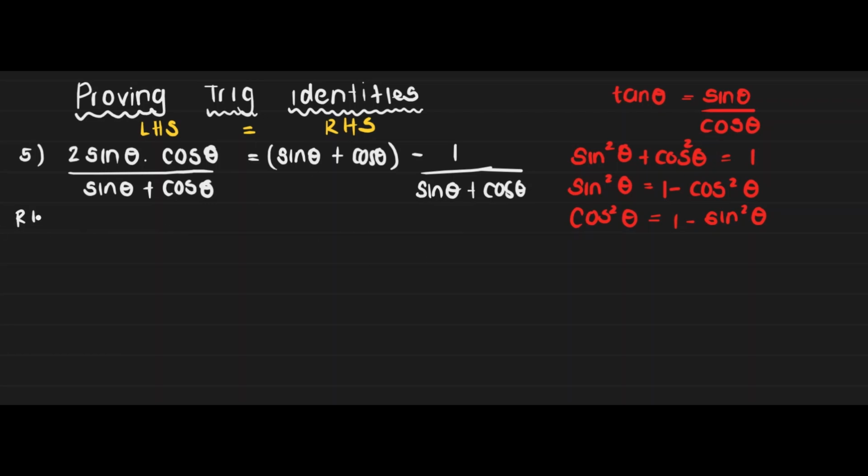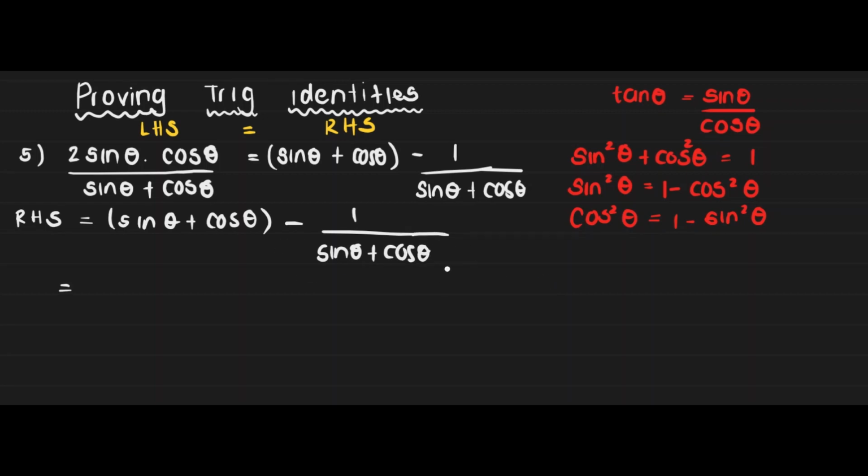So we're going to say right hand side is going to be equal to sine theta, open bracket, sine theta plus cos theta, minus 1 over sine theta plus cos theta. So now we see the fact that sine theta plus cos theta here and here, they are the same. So we see that from the left hand side we need to have sine theta plus cos theta as the denominator. So what we need to do is find the LCD. To find the LCD, this one is the same as divided by 1. So we need to multiply the denominators together.